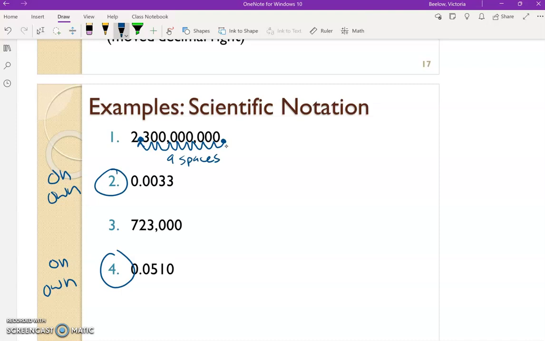Okay. And now I put the decimal there. So I have the number 2, so only one number to the left of the decimal. And again, that's a number between 1 and 9. And then 0.3. Okay, and we can leave it like that. You don't have to write all those zeros. Instead, you're going to say times 10, and then how many spaces you moved it. So we moved it 9 spaces, to the 9th power.